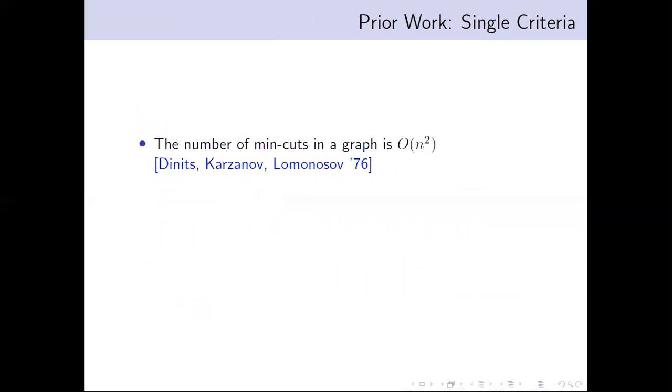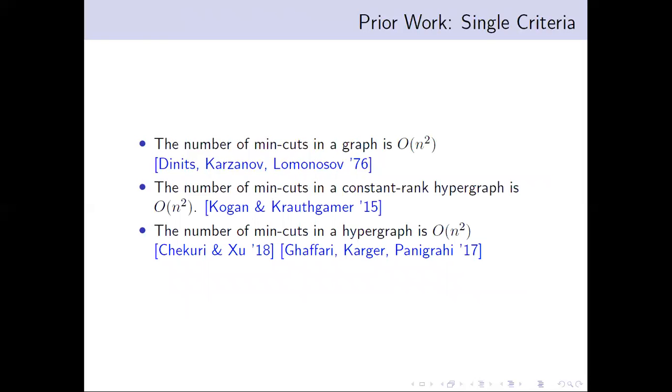It's been known since the 70s that the number of min-cuts in a graph is O of n squared. And this bound is tight because the cycle has omega n squared min-cuts. More recently, this n squared bound has been generalized to constant rank and even arbitrary rank hypergraphs. A hypergraph is a generalization of a graph where instead of edges consisting of exactly 2 vertices, there are hyperedges consisting of any number of vertices. The rank of a hypergraph is simply the size of the largest hyperedge.